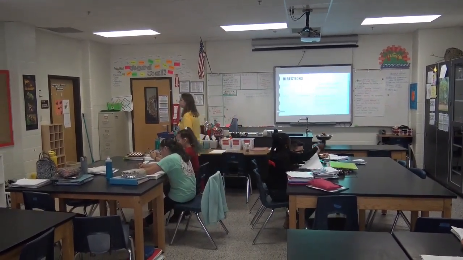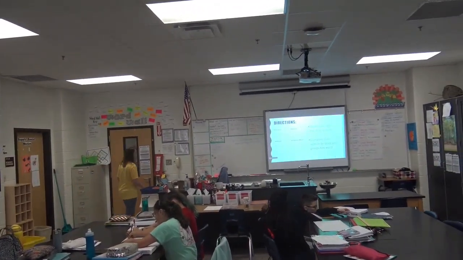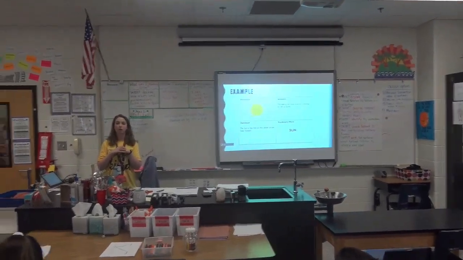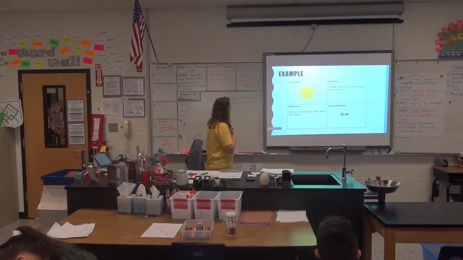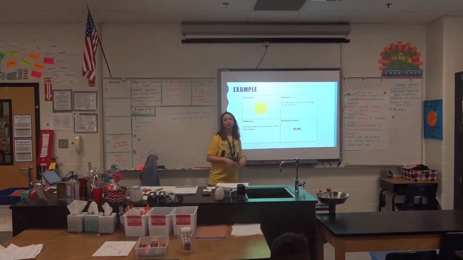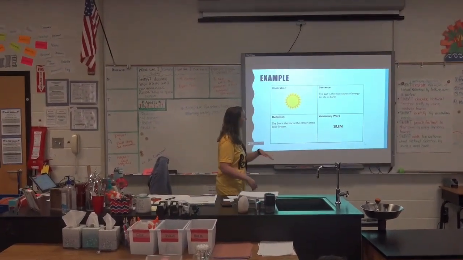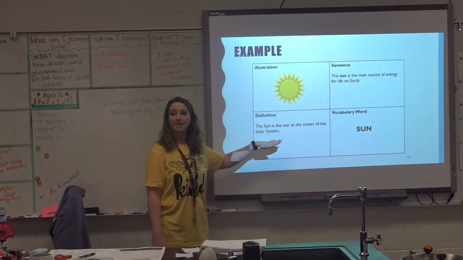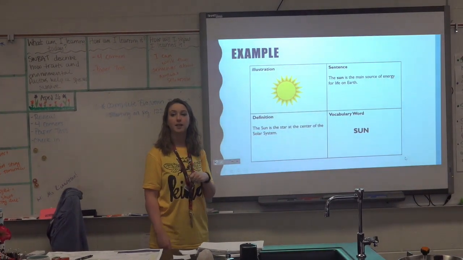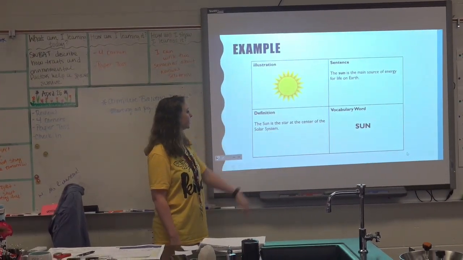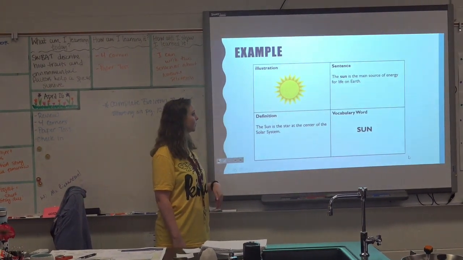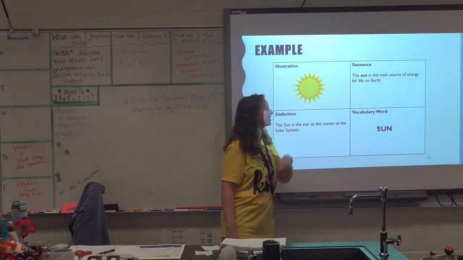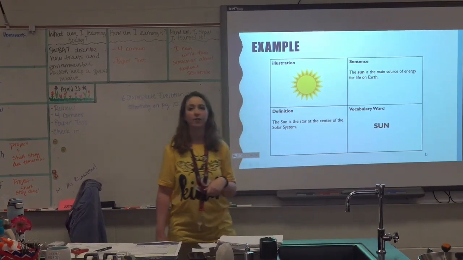So I'm going to give you an example of what we're going to be doing, okay? So if I gave each of you a task card with your key vocabulary word on it, okay? So here's my example. If my key vocabulary word was sun, then I would write my vocabulary word in the vocabulary word box. I'm going to write the definition from my tip chart. Remember, we're looking at pages 106 and 107. That the definition of the sun is that the sun is the star at the center of the solar system. I draw a nice big picture of the sun, and then I'm going to use the sun in a sentence. The sun is the main source of energy for life on Earth.